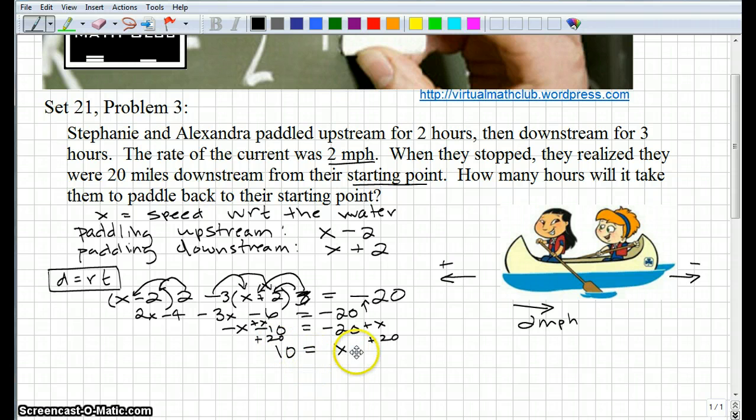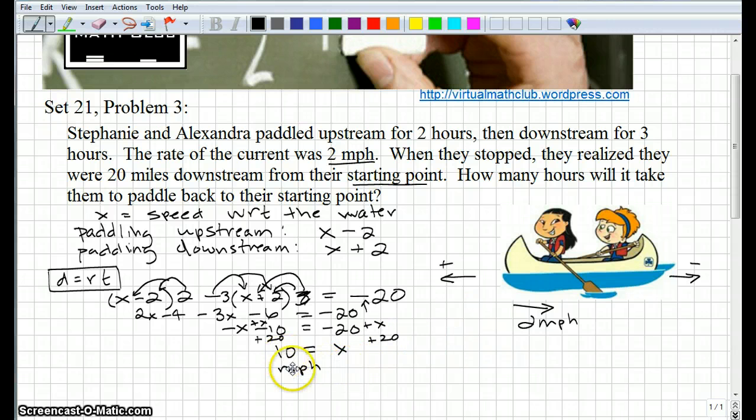Okay, now what was x? X was the speed with respect to the water of their paddling. So this is 10 miles per hour. That's how fast they paddle with respect to the water. Alright, but that's not what they asked for, is it? They are asking how many hours will it take them to get back to where they started. So we've got to do a little more work to figure that out.